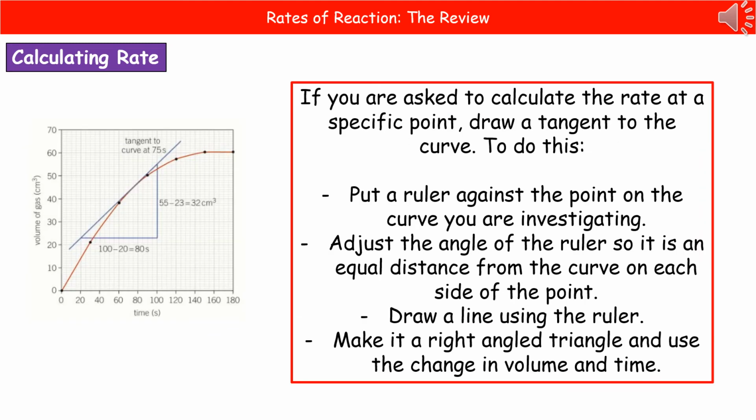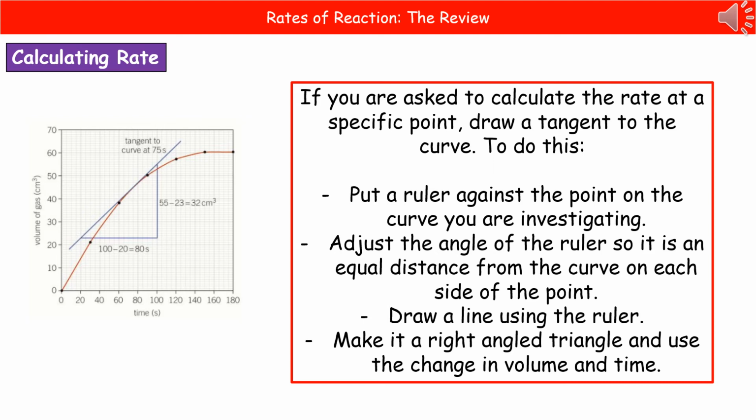If they were to ask you to calculate the rate at a specific point, so what was the rate at 70 seconds, for example, then you'd need to do a tangent to the curve. So you put your ruler against the point on the curve you're investigating, adjust the angle of the ruler so it's an equal distance from the curve on each side of the point, draw your line using the ruler, and then make your right angle triangle to use the change in time and the change in volume just as we did previously.